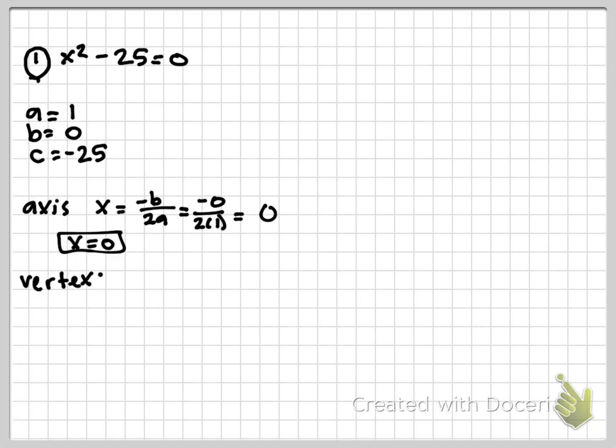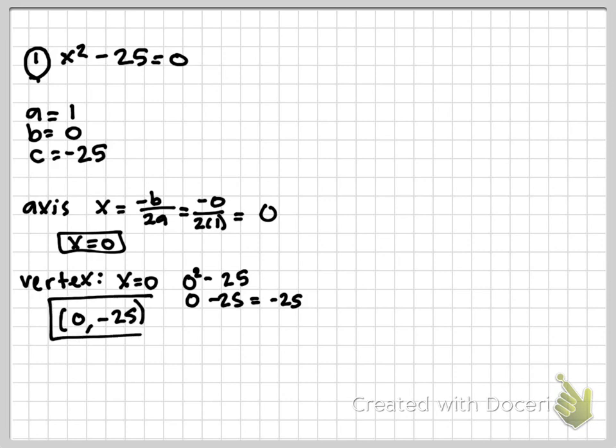The next thing we want to find is our vertex. So if x equals 0, we're going to plug that in to our equation. So we have 0 squared minus 25, right? 0 squared is 0. 0 minus 25 is negative 25. So our vertex is at 0, negative 25. All right. Step 3 is to find our y-intercept. We're going to plug in x equals 0. Well, hey, look, we already did that. So our vertex happens to be our y-intercept in this case.